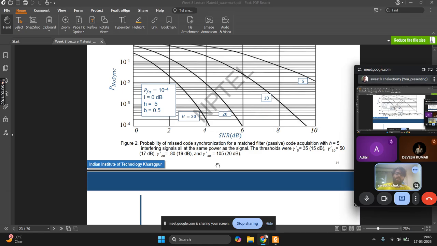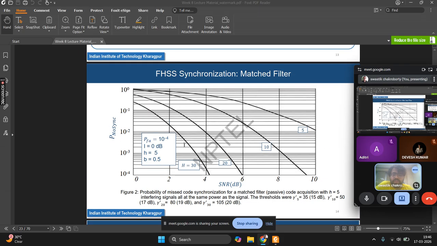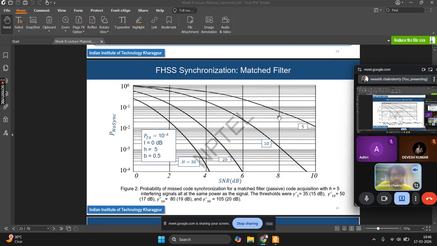Now each of them will have different threshold values to cross, and you will see that as SNR increases, of course, the probability of no synchronization will reduce. Further, if capital H is the number of hops available, then the probability of missing a synchronization with 5 codes is much higher than the probability of missing a synchronization when you have 30 hops.